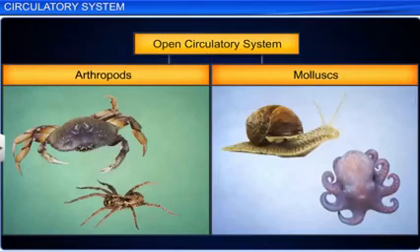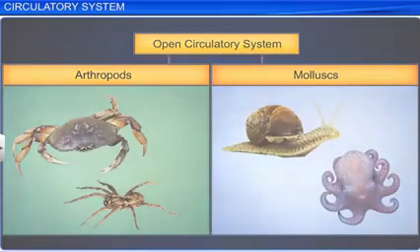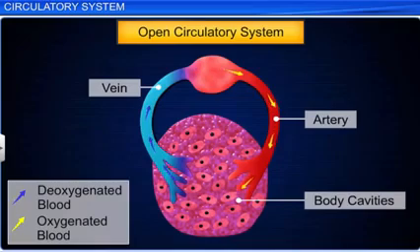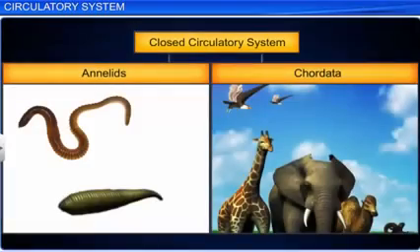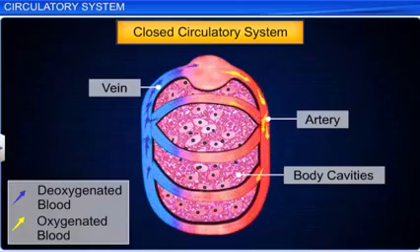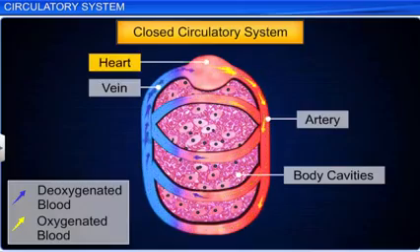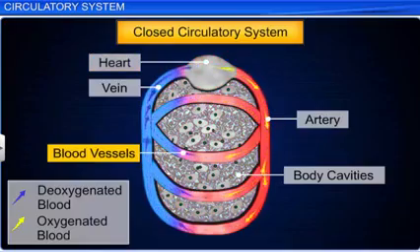An open circulatory system is found in arthropods and mollusks. In these organisms, the blood pumped from the heart reaches the open spaces or body cavities called sinuses through large blood vessels and bathes all the organs. Whereas a closed circulatory system is found in annelids and chordata. In these organisms, the blood pumped from the heart passes through the closed blood vessels to reach the tissues.